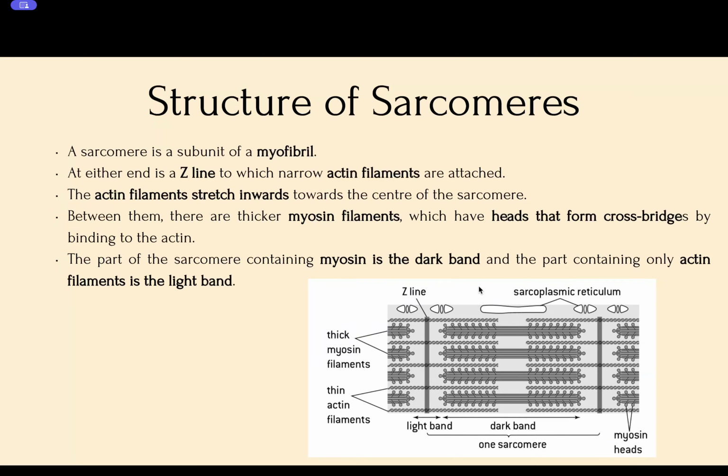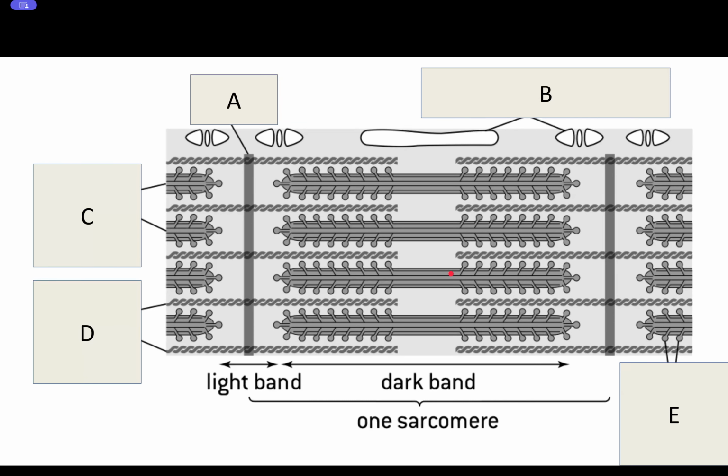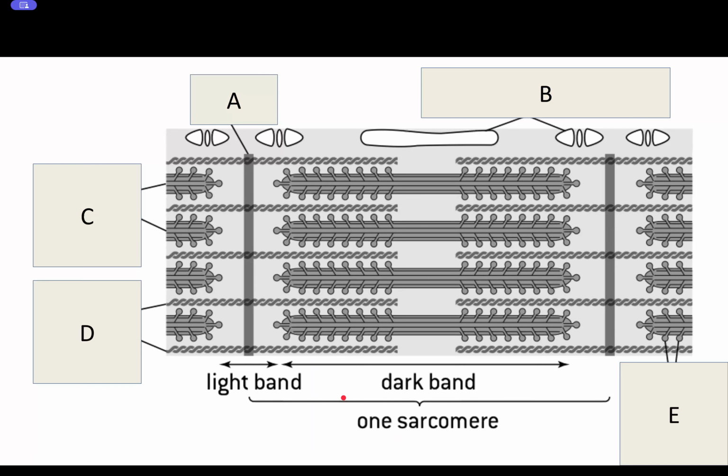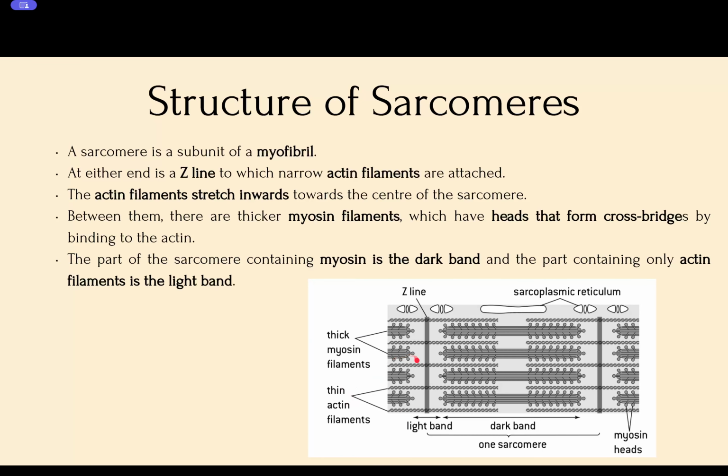So, sorry, I didn't make it a bigger one, but A was Z line, because these are the Z lines. At either end of a sarcomere, this one section is a sarcomere, there is a Z line to which actin filaments are added. So D was actin filaments, the thin actin filaments. B is sarcoplasmic reticulum. It's not skeletal structures, it's sarcoplasmic reticulum.